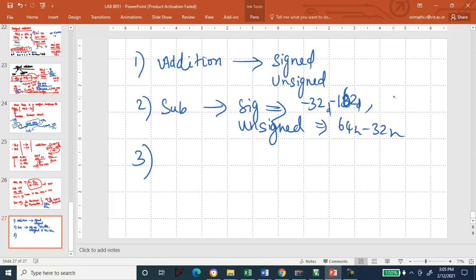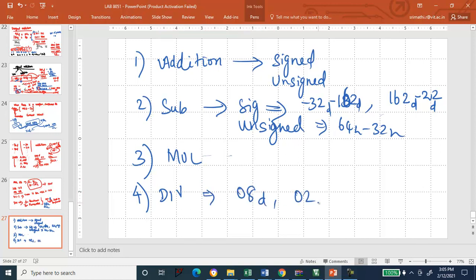And then plus 162 minus 22. Both are decimal. This you can do. And multiplication and division I have given the data. For division you take 8 decimal and 2 decimal. That will be easy for checking and taking out the result.